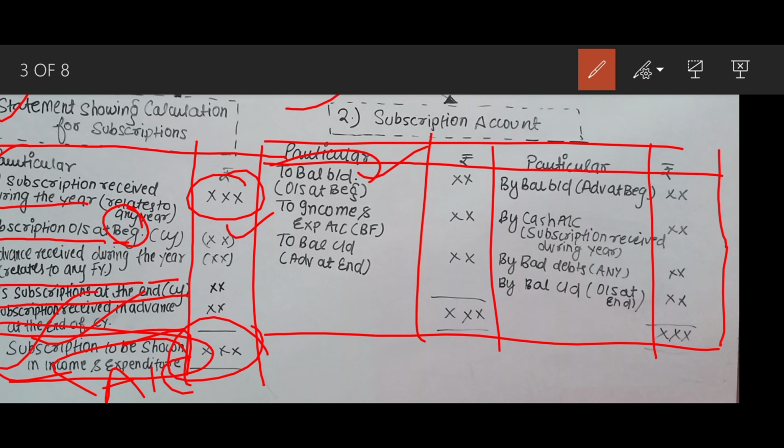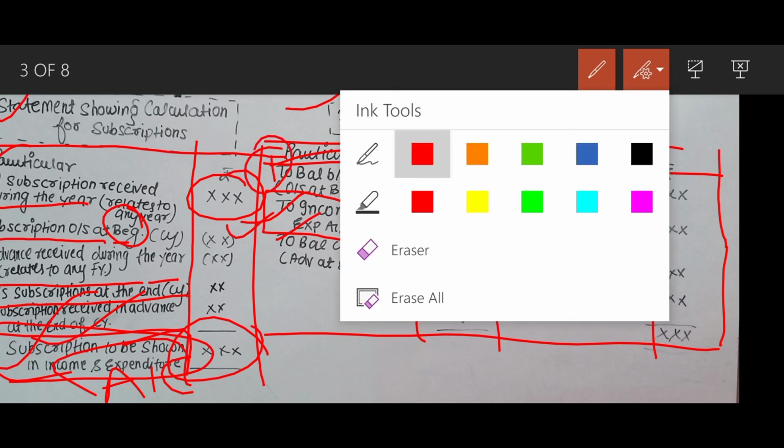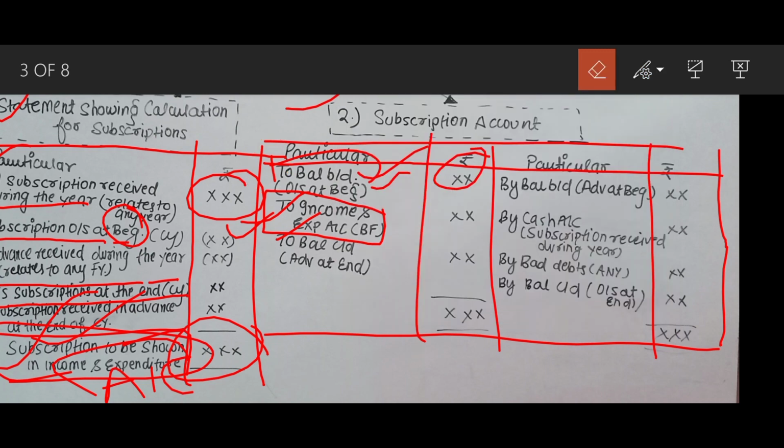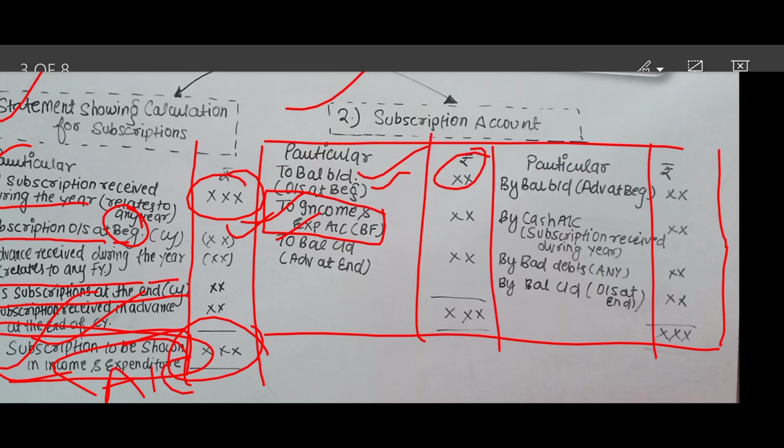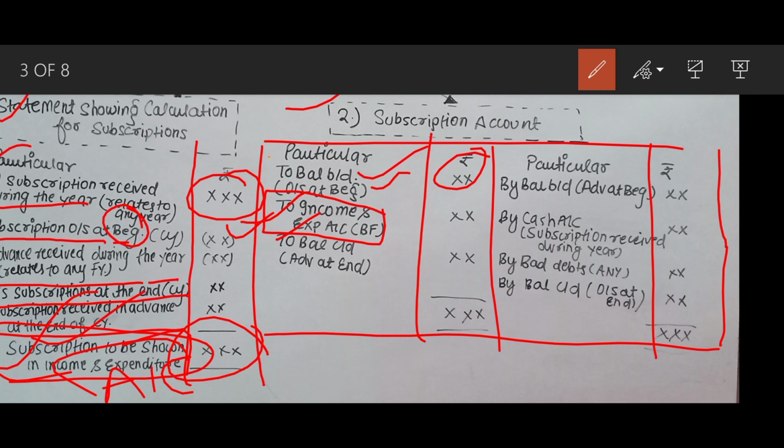First of all you have to write balance BD, and by balance BD we mean outstanding at the beginning. So you have to start the account with the outstanding amount at the beginning. This will be your final answer, and you have to calculate this amount only. Let me change the color of the marker so that you can get my points. So you will have to start with balance BD itself.